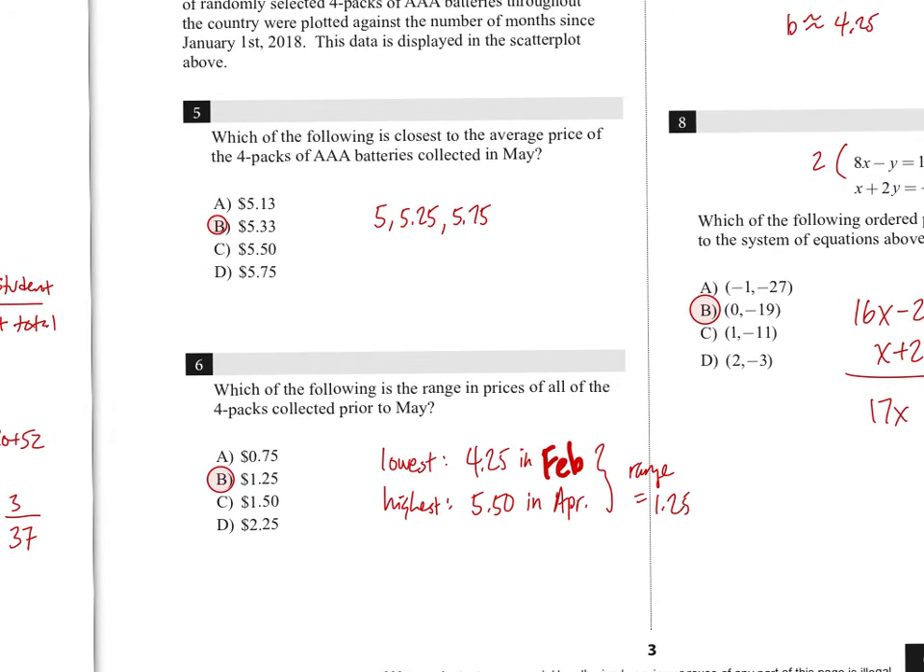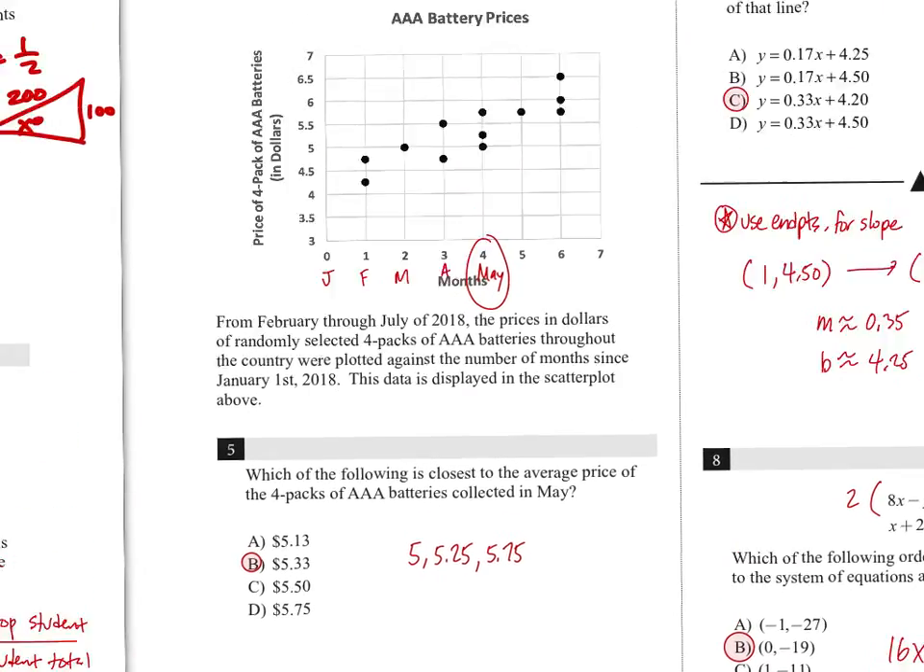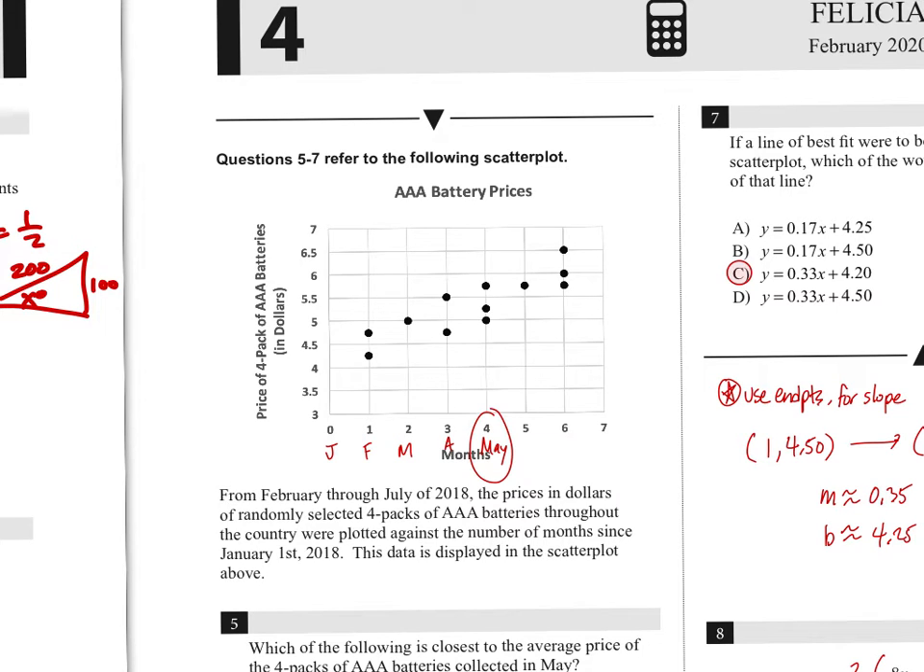In number 6, we want the range of prices for all of the 4-packs collected prior to May. If we look for the lowest price in the scatter plot above, we're going to get the point that is 4.25 in February. Remember, the dollars are on the vertical axis, so the lowest point is going to represent the smallest number, the minimum.